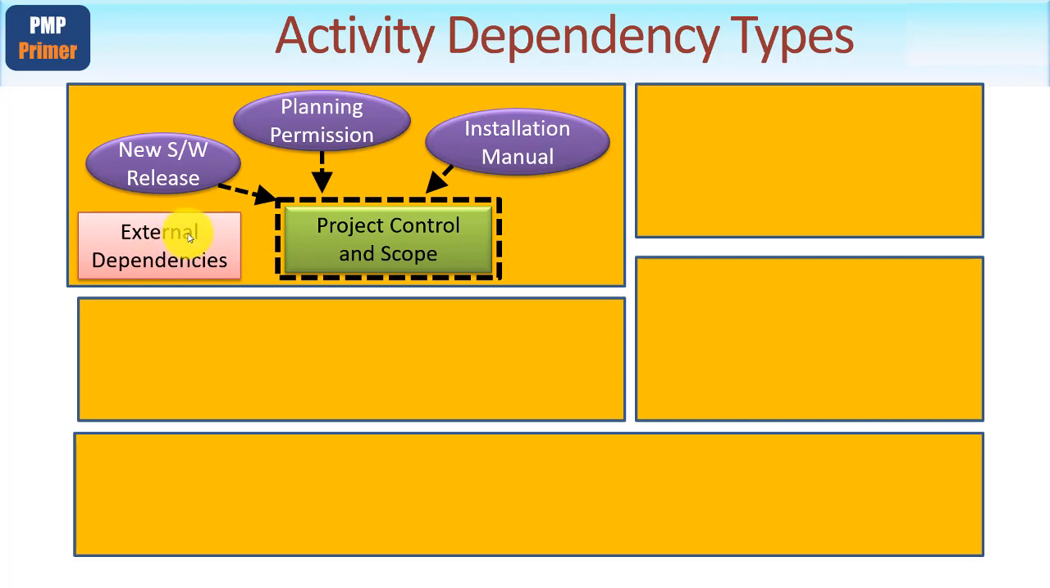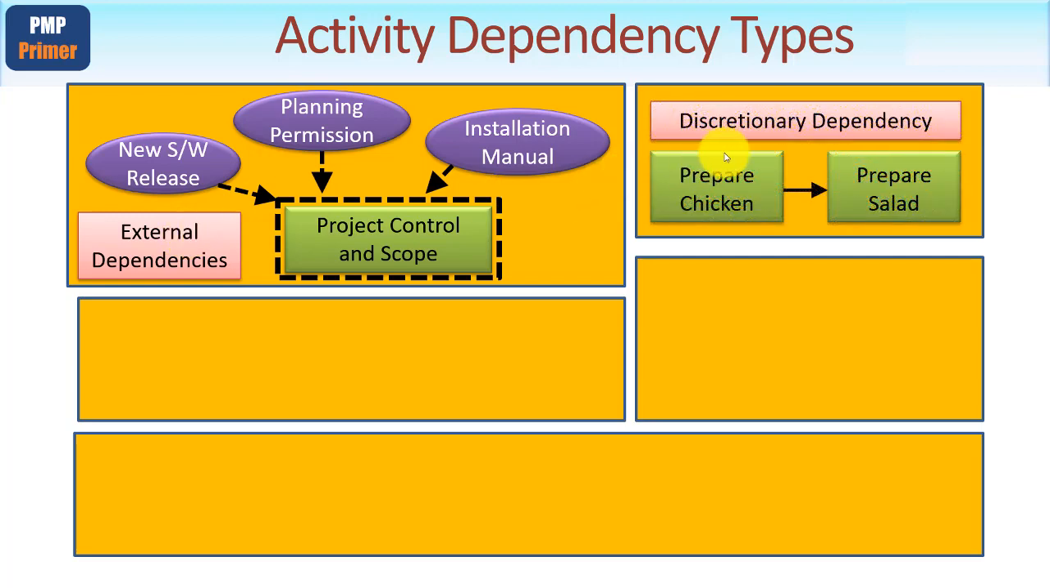What I want to focus on are the dependencies that you and I control within the schedule diagram. And the first of these would be called a discretionary dependency. In other words, it's your choice. Here I've got an activity called prepare chicken and an activity called prepare salad. Which one do I do first? If there's 2 of you, you could do them at the same time. But here is the linkage with the arrow pointing towards prepare salad. So what that tells you is that the prepare chicken activity has got to be finished before you can start preparing the salad.